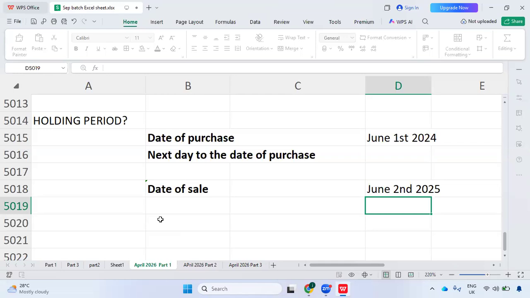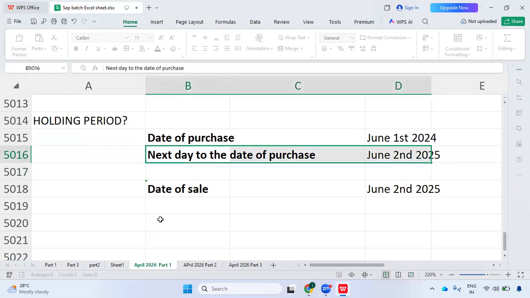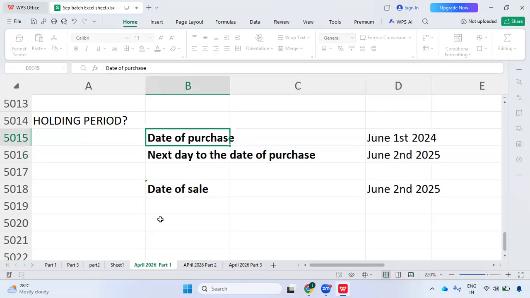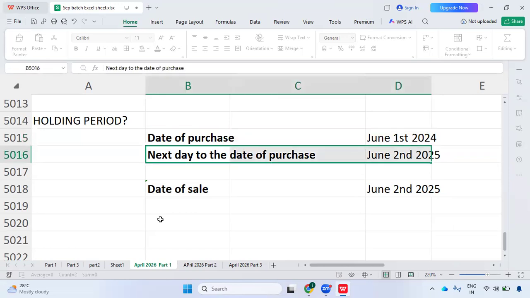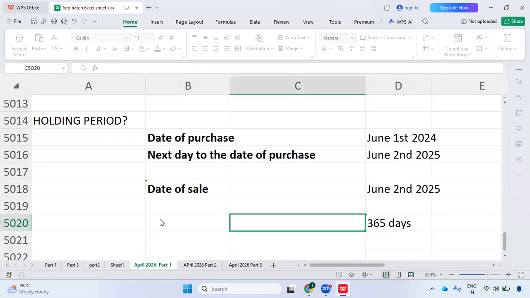Now how many days here? 366 or 365? 365 days. We have to exclude the date of purchase. We require the next day after the date of purchase, which is June 2nd. So holding period calculation starts after the date of purchase, not on it. So here we have 365 days.